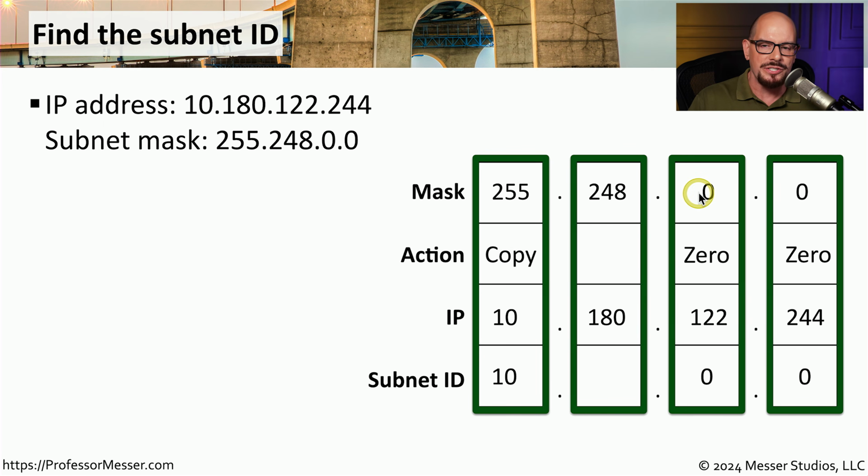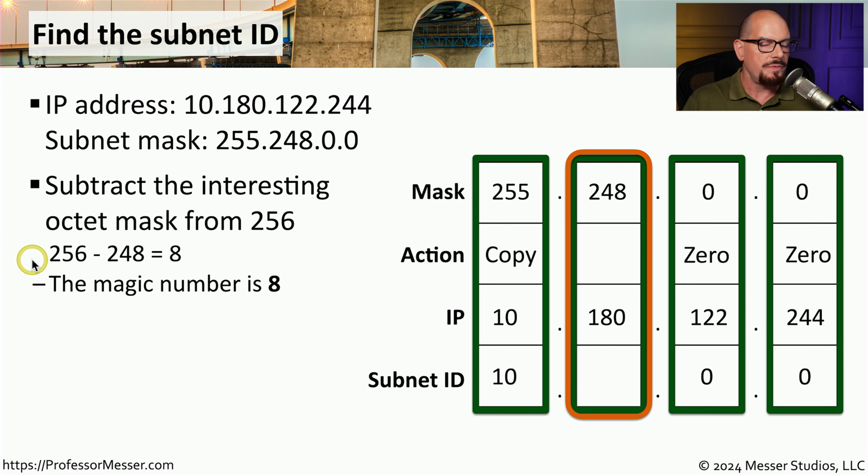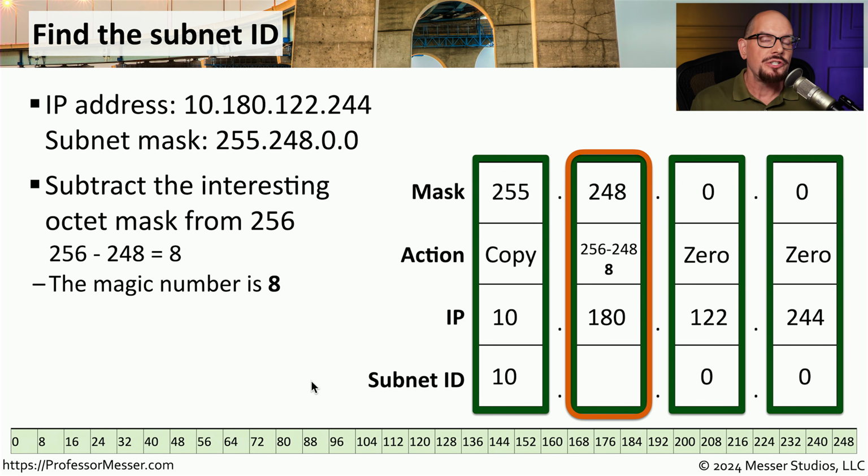Since we don't have a 0 or a 255 in this second octet, that means that this octet is our interesting octet. To calculate the magic number, we use 256 and subtract the value that we have in that subnet mask range, which means we use 256 minus 248. So in this example, our magic number is 8. This means that each subnet has a total of 8 IP addresses that can be assigned, including our subnet ID and our broadcast ID. And we've put the chart at the bottom that separates this into those multiples of 8.